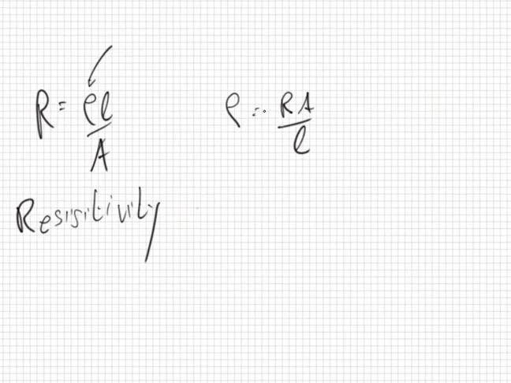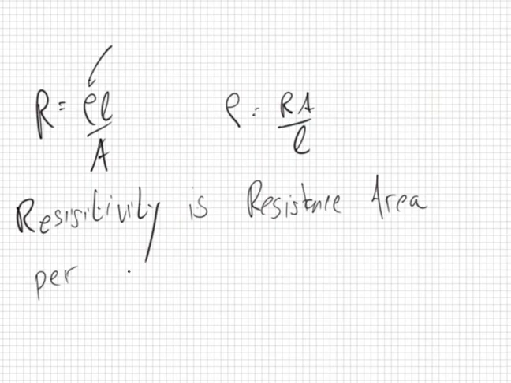But if you want to get it from this formula here, you could say resistivity is resistance times area per unit length. If you just want to rewrite this, I mean, it says explain what it is, so an explanation, I don't know.